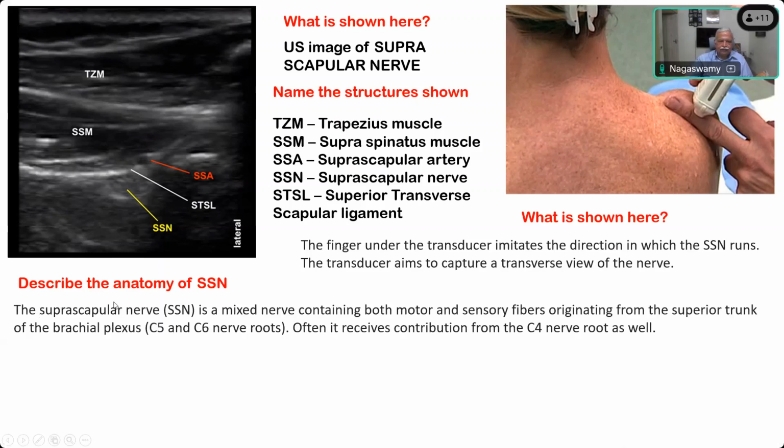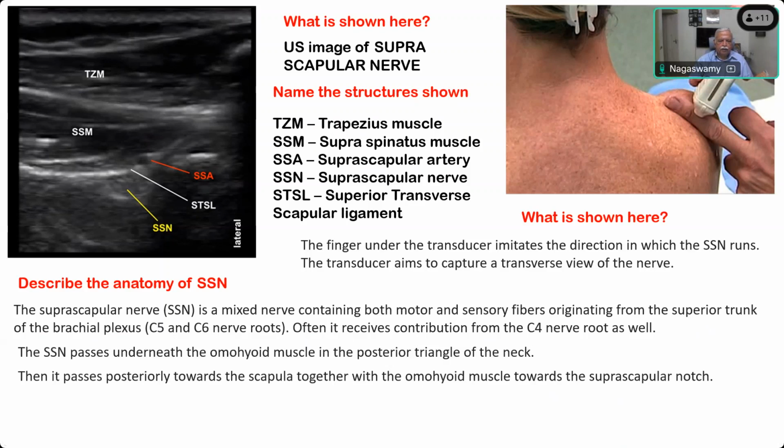Yes, the root value is C5 C6. So C5 C6 combine to form the superior trunk. C7 runs as the middle trunk, and C8 and T1 form the inferior trunk. So it is a branch from the superior trunk with a nerve root of C5 C6. Often it may receive a contribution from the C4 nerve root as well, and passes underneath the omohyoid muscle in the posterior triangle of the neck.